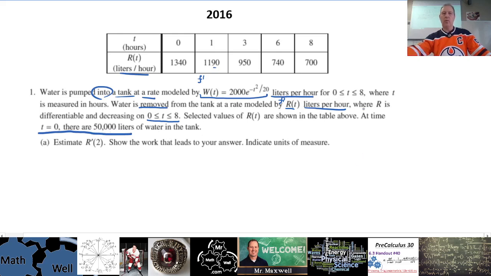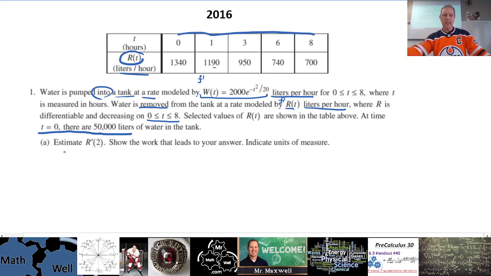And so if water is being removed, the integral of this first derivative, this integral of the rate, is going to be the total amount of liters involved in being removed, okay? So we've got a starting point. The integral of this over any time period here will be the change in liters in the tank, okay?